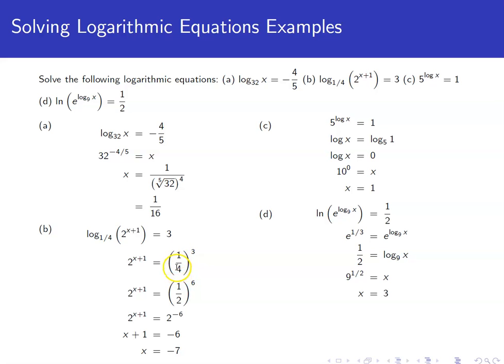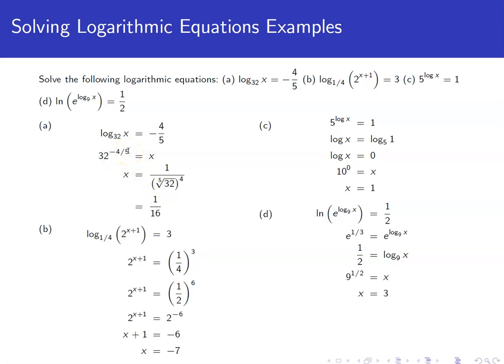In this video, we're going to solve some logarithmic equations. So first, let's look at the equation log base 32 of x equals negative 4/5. What we're going to do in all of these examples is take advantage of the equivalent exponential form for the logarithmic form. So 32 is the base, the negative 4/5 is the exponent, so we get 32 to the negative 4/5 equals x. The negative tells you to take the reciprocal.